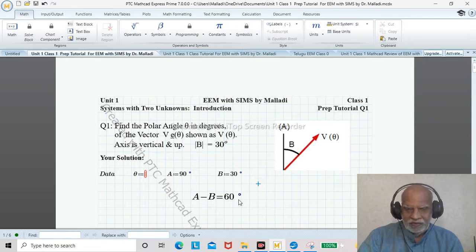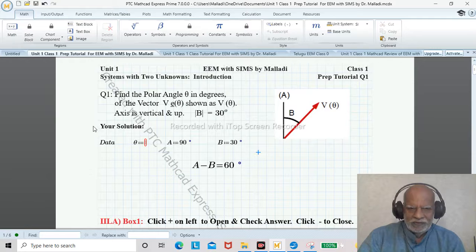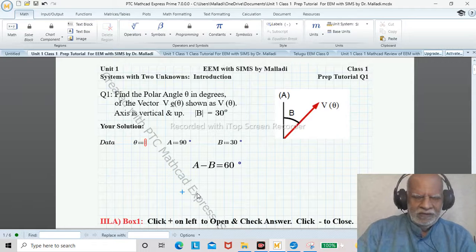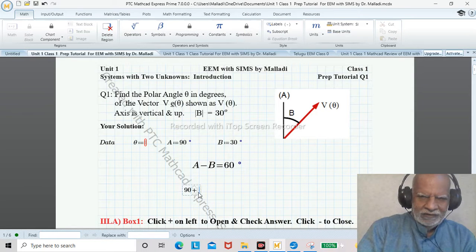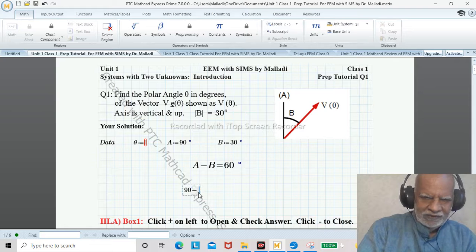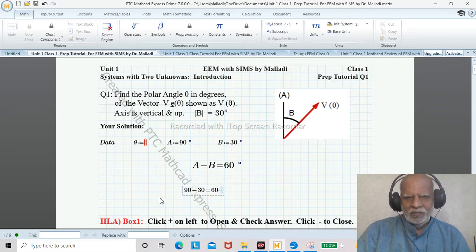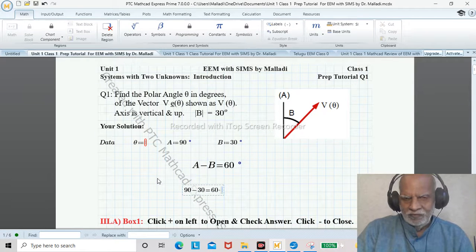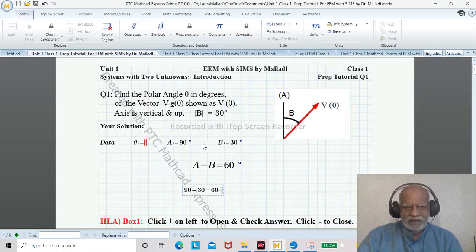You may be tempted to put 90 and 30 and get 60. That's okay for small problems, but later on things are not as simple as this. So it's better to learn, even if it takes a second more, to do it this way. The other way is to simply go 90 minus 30 is equal to 60. This is like a calculator mode. That is all right for very simple problems, but I suggest this method of putting the data.